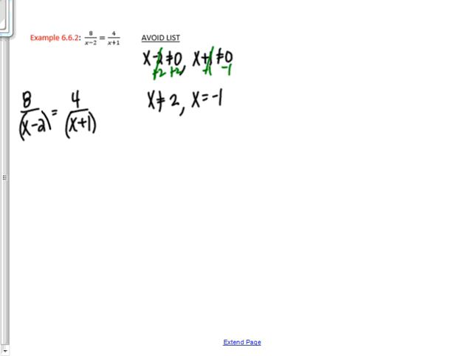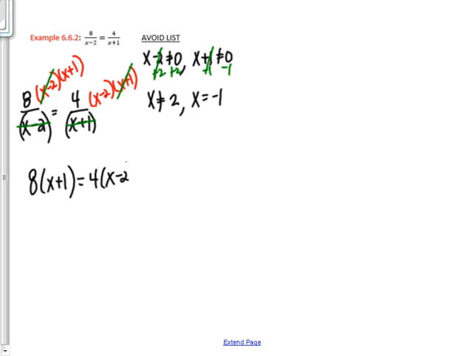Alright, so these didn't factor. So now my common denominator between x minus 2 and x plus 1 is going to be 1 of each. So everybody gets x minus 2, x plus 1. Let's cancel out what we can. So the x minus 2's cancel and the x plus 1's cancel. So now my equation is 8 times x plus 1 equals 4 times x minus 2. We're getting rid of those fractions. If we were to distribute it, we would get 8x plus 8 equaling 4x minus 8.